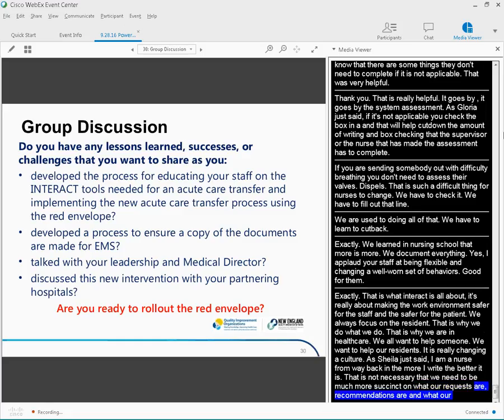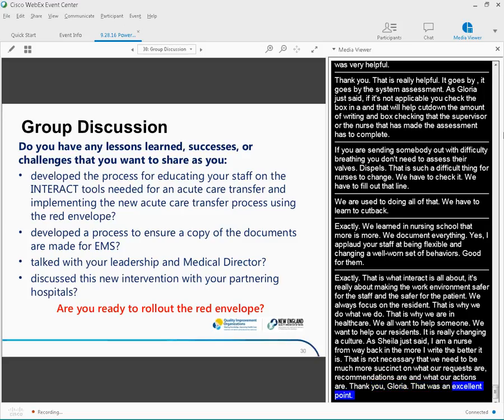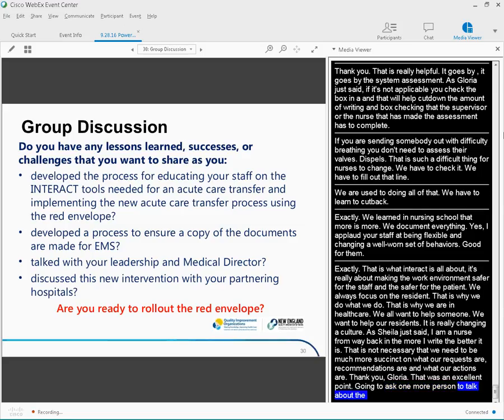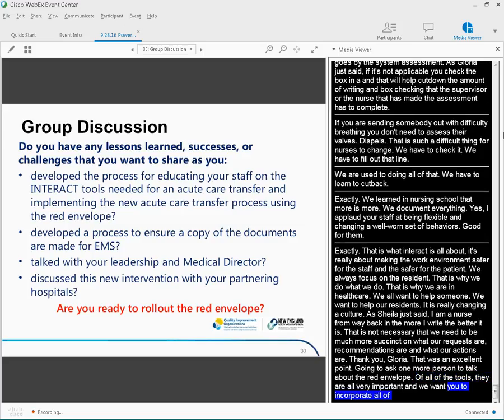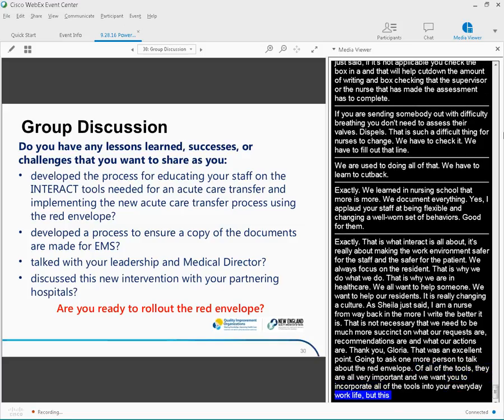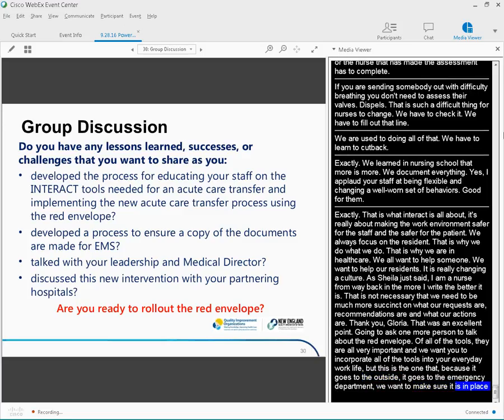I'm going to ask one more person to talk about the red envelope, because this is, of all the tools, I mean, they're all very important, and we want you to incorporate all the tools into your everyday work life. But this is the one that, because it goes to the outside, it goes to the emergency department, we want to make sure that it's in place correctly. So with that being said, how about Meg McKenzie?